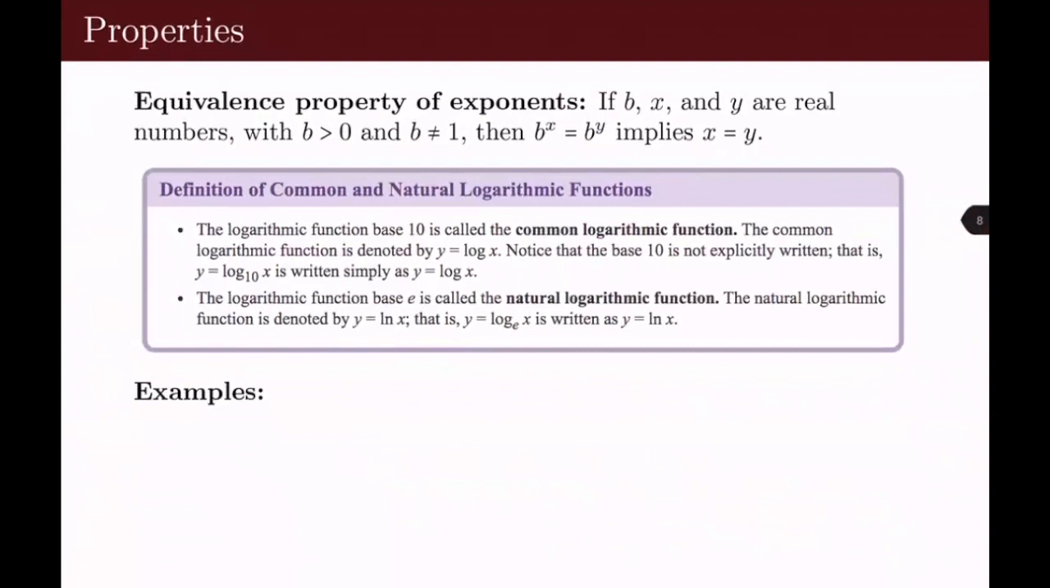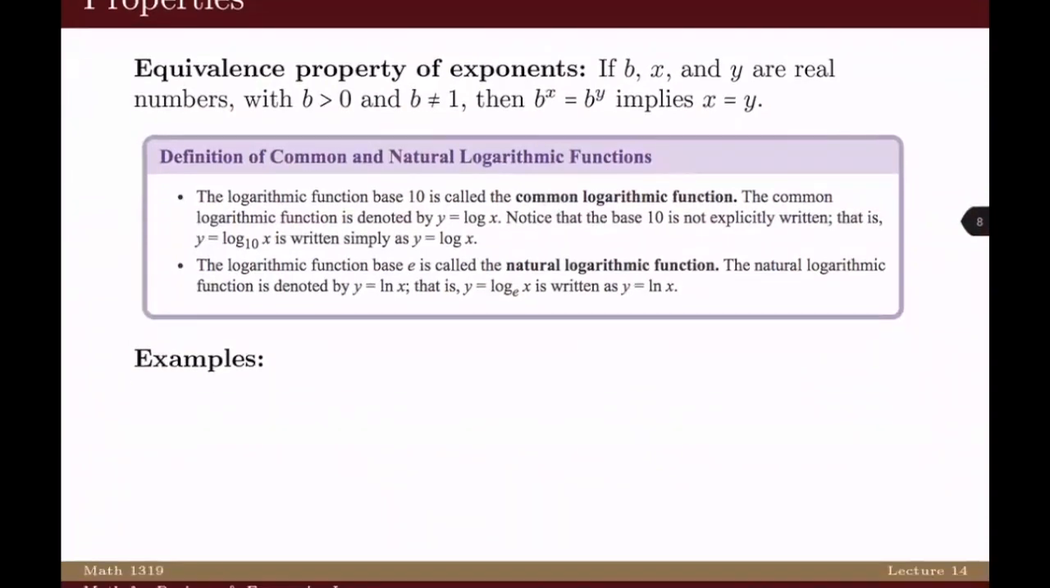The equivalence property of exponents is basically just a fancy way of saying b to the x equals b to the y implies x equals y. Essentially, what you're saying is if you have 2 to the 3 equals 2 to the x, then x must equal 3, because there's no other power we can raise 2 to in order to get 8, or 2 to the third. Similarly, if you have 3 to the 5th equals 3 to the y, that means 5 equals y.